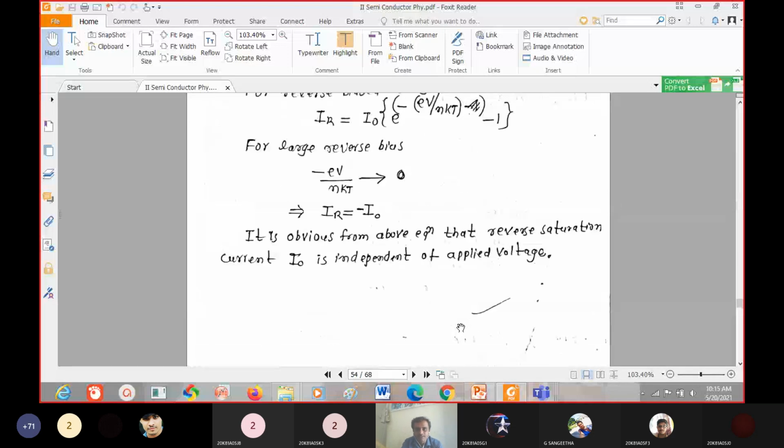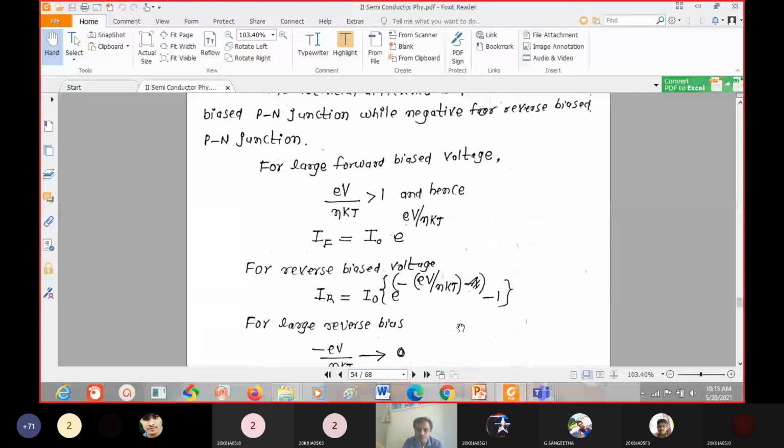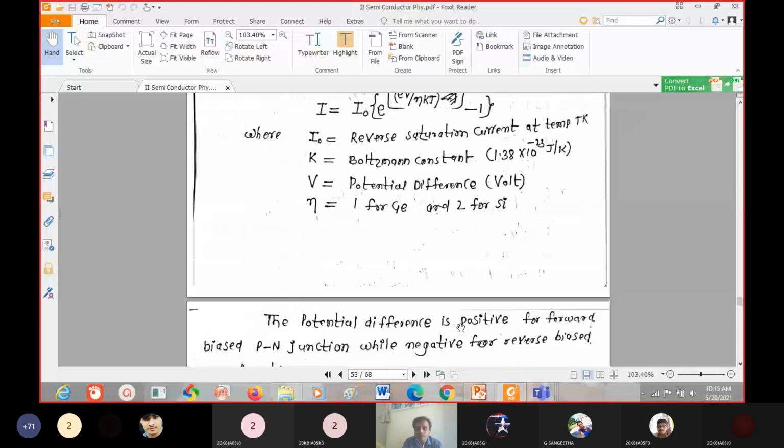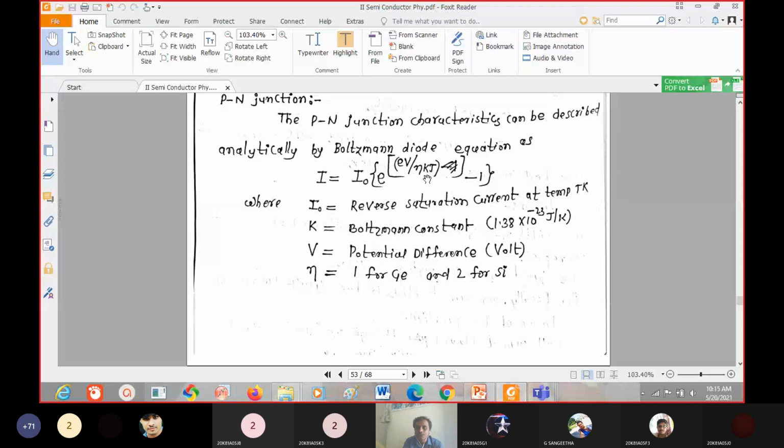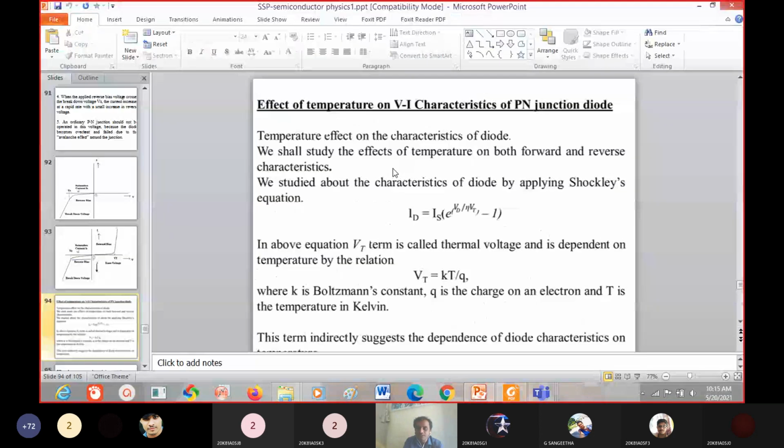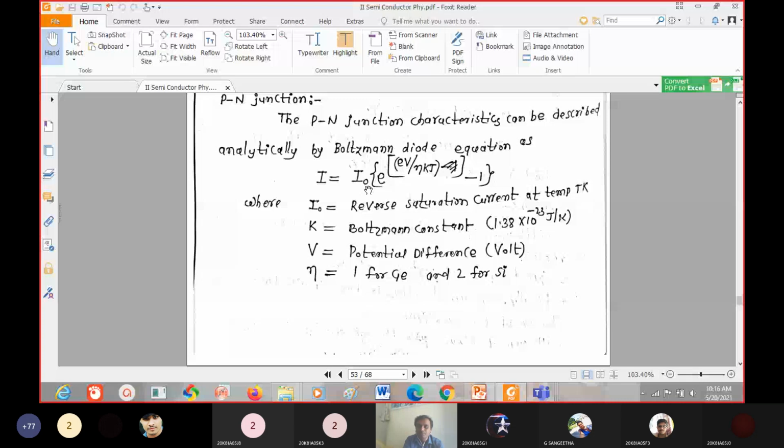So this is the previous equation: Id is equal to Is into e power Vd by eta into Vt. Already I said that Vt means kT by q, where q is the charge of the electron, so instead of q we can write e also. Substituting this Vt value in the above equation, we get I is equal to I naught into e power eV by eta kT minus 1. This is the equation in the case of a diode.